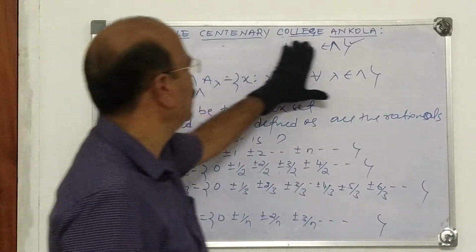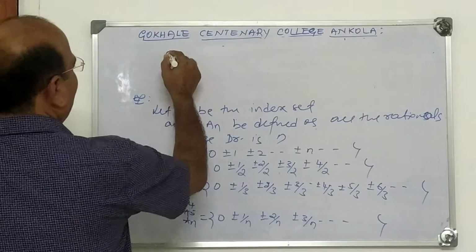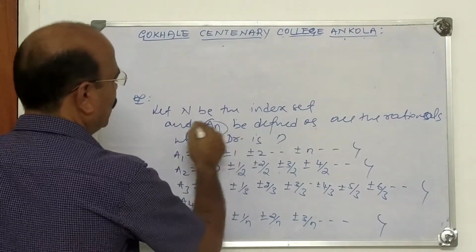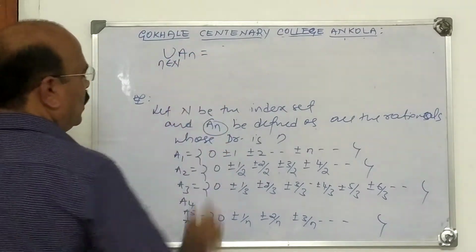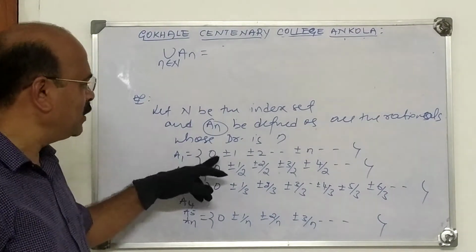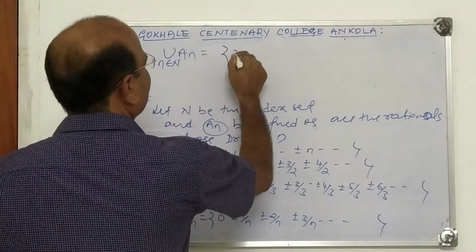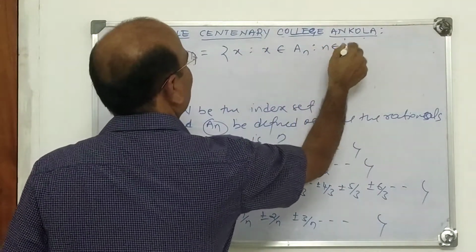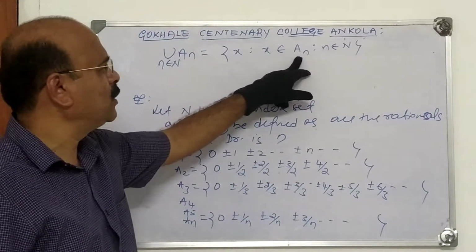First I take the union. Union of An, here n is used. Union of An, n belongs to N. Anybody, what is the union of An, n belongs to N? Union means it is the set of all x such that x belongs to An for n belongs to N, that is, x belongs to at least one An.